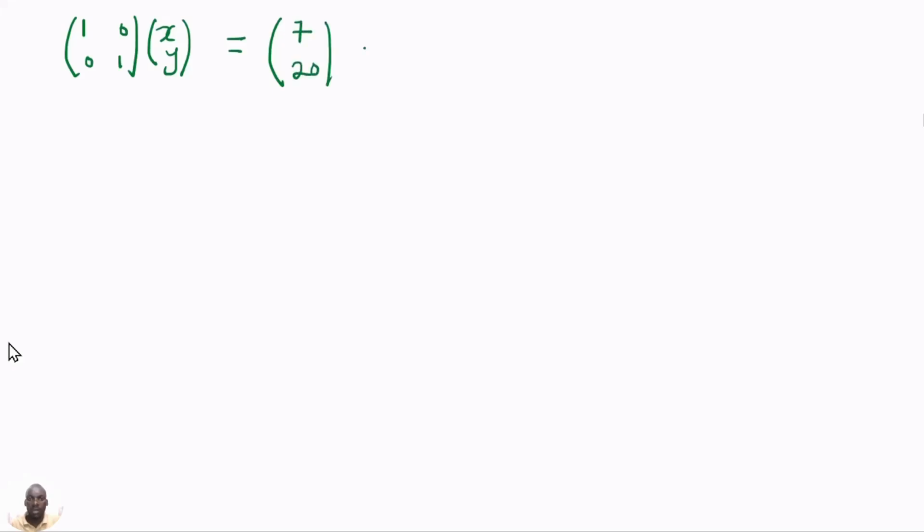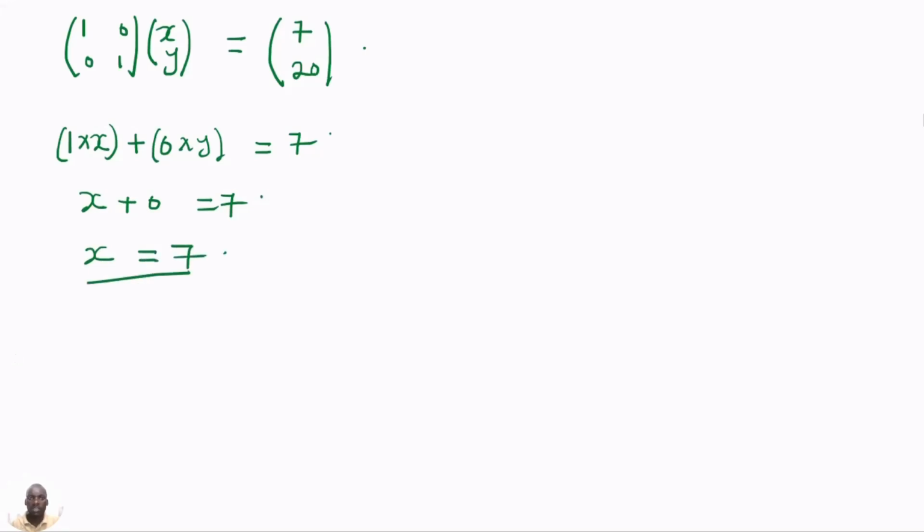As we still multiply the matrices on the left hand side, we are going to have the 1 multiplied by the x plus the 0. We are still following the row by column, multiplying row by column, multiplied by y equals to the 7. So in here we have x plus 0 giving us the 7. X plus nothing is giving us the x being equal to the 7. So this is one of the numbers they are talking of.